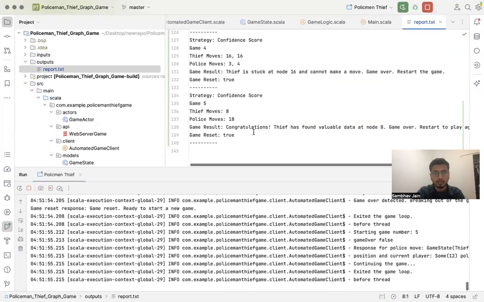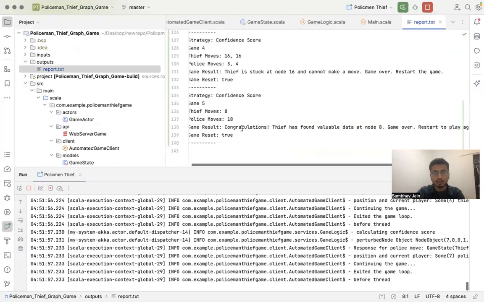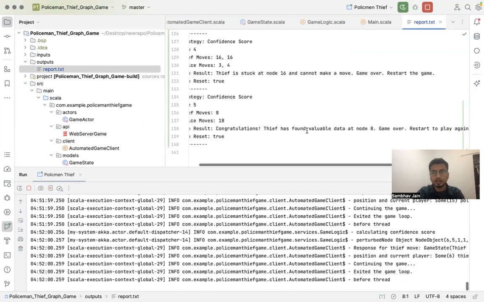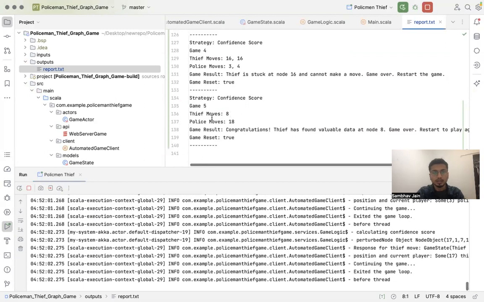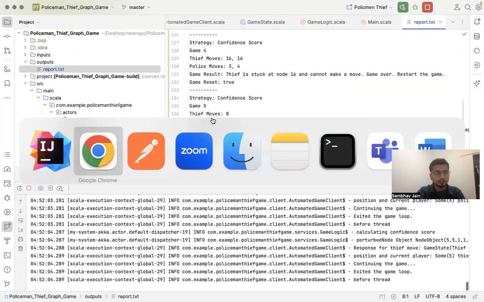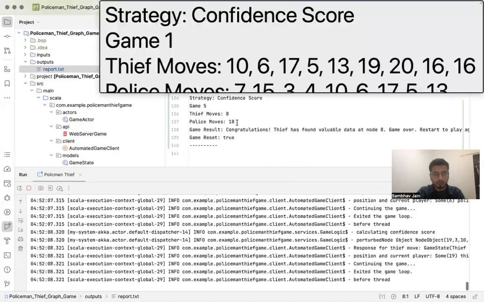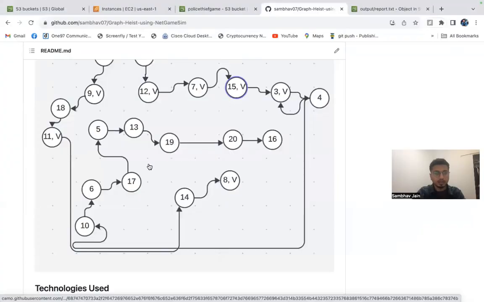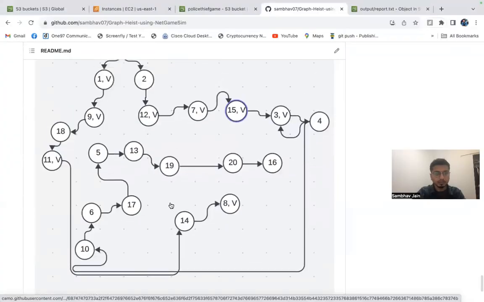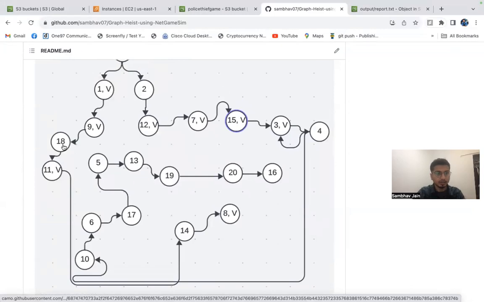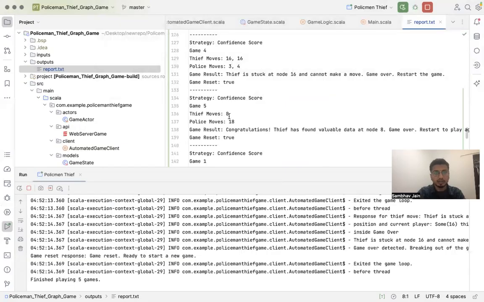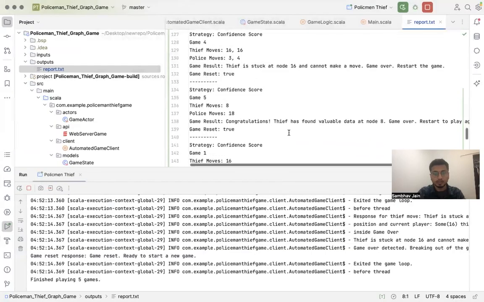So the last game, game 5, was congratulations. Thief has found a valuable node at 8. So let's verify it. So police might have started the game and got placed at node 18, and it was here. And then the thief actually was placed at node 8, and that's how they won the game itself.